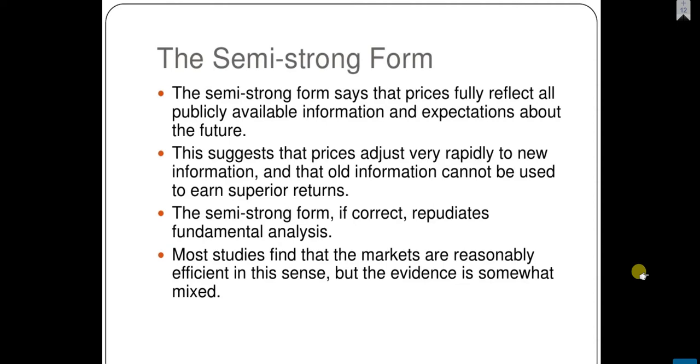The semi-strong form says that prices fully reflect all publicly available information and expectations about the future. This suggests that prices adjust very rapidly to new information and that old information cannot be used to earn superior returns. The semi-strong form efficiency, if correct, rejects fundamental analysis. Most studies find that the markets are reasonably efficient in this sense, but the evidence is somewhat mixed.